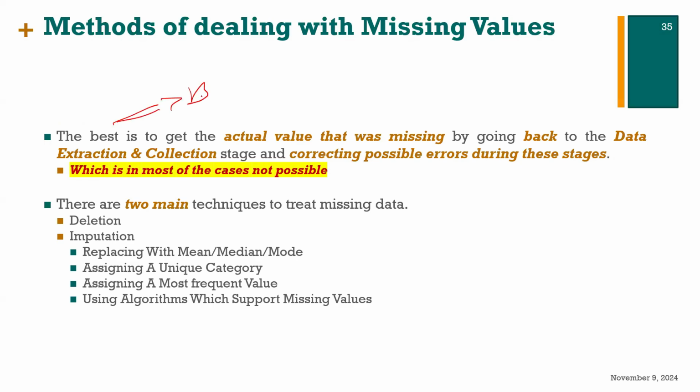If somebody asks you in an interview, the best way to treat missing value is to go back to the actual place where they entered the value. Let them check it and double check. Is this person really male or female? Instead of trying to make guesswork by treating it, get back to the original source.